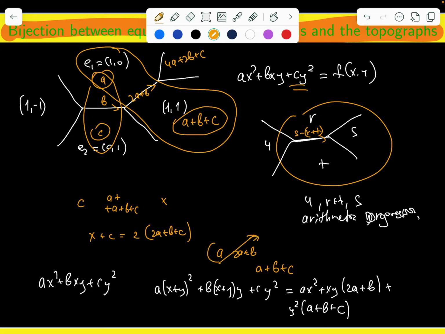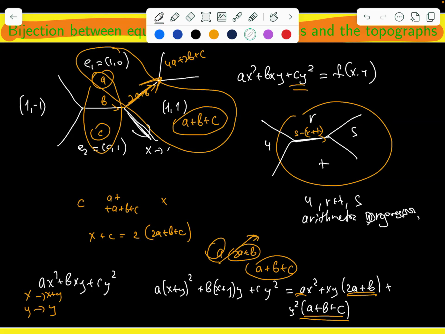So it's a plus b plus c. And on the edge, we have 2a plus b. 2a plus b here, right? So it means that if you just move on the topograph along one edge, it means the following change of coordinates: x goes to x plus y, y goes to y, right? So here we turn left. If we turn right, so if we go here, this corresponds to the change of coordinates: x goes to x, y goes to x plus y.